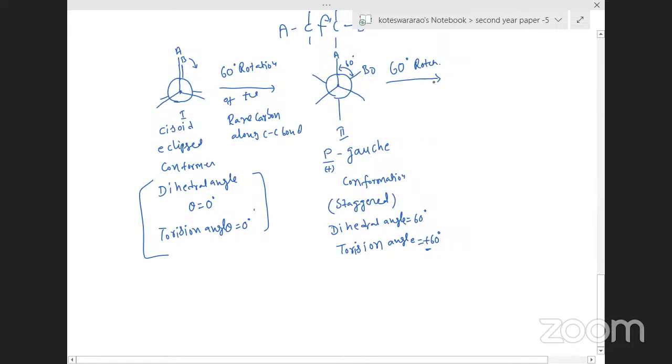Now I am rotating again by 60 degrees. It results in another conformation. There is no change in the positions of the substituents on the front carbon, A. After rotating again by 60 degrees, this is the B. The total rotation from here to here is 120. Therefore, this is known as the 120 degrees eclipsed conformer.